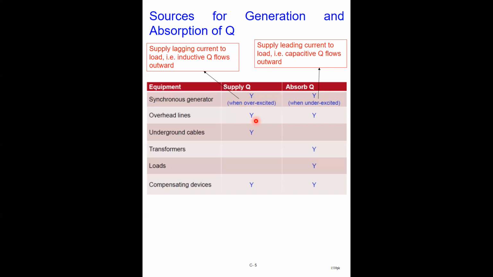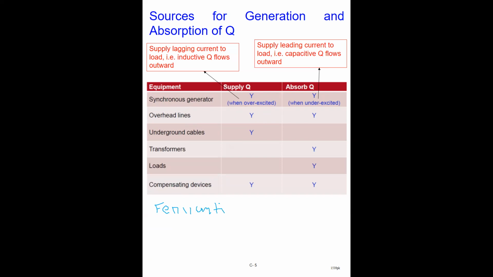Does it depend on the length of the line? Length of the line and then operating condition. Yeah. Do you know the Ferranti effect? The what? Ferranti effect. No.